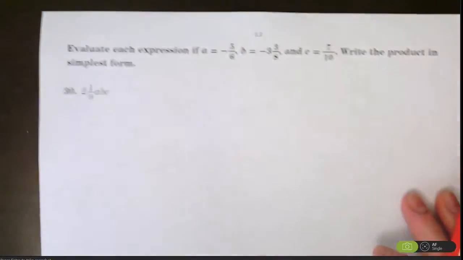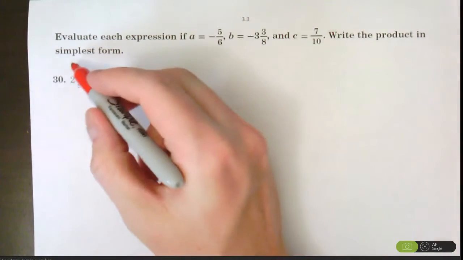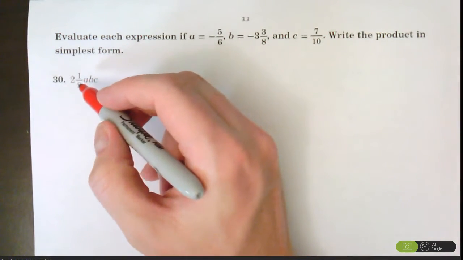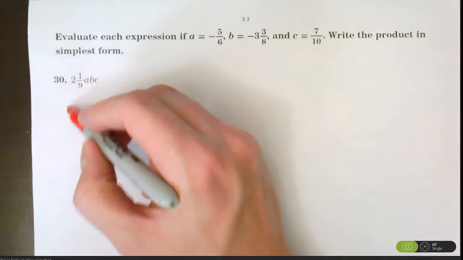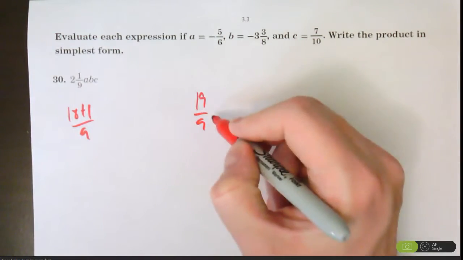Last but not least, number 30 out of the homework. Okay, we've got to multiply these together and evaluate it in simplest form. So here's what you need to do first. Anything that's a mixed number needs to be made into an improper fraction. So 2 times 9 is 18. 18 plus 1 over 9 is going to be 19 over 9.